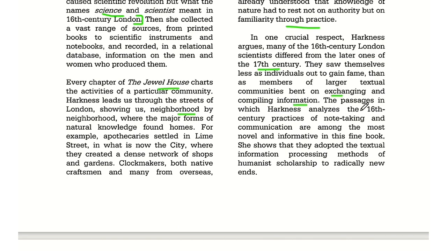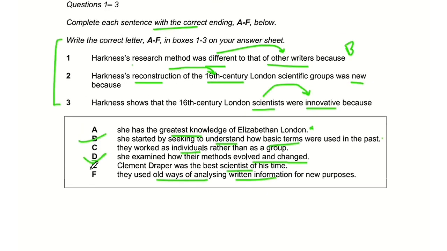Passages in which Harkness analyzes the 16th century practices of note taking and communication are among the most novel and informative in this fine book. She shows that they adopted the textual information processing methods of humanist scholarship to radically new ends. In this book, the local and cosmopolitan worlds of science in Elizabethan London come alive with legends that compel admiration. Moreover, she has crafted a complex and effective new analytical mechanism which may transform the practices of historians of early modern science. So here you can see in the paragraph it is clearly mentioned that the 16th century London scientists used old ways of analyzing written information for new purposes.